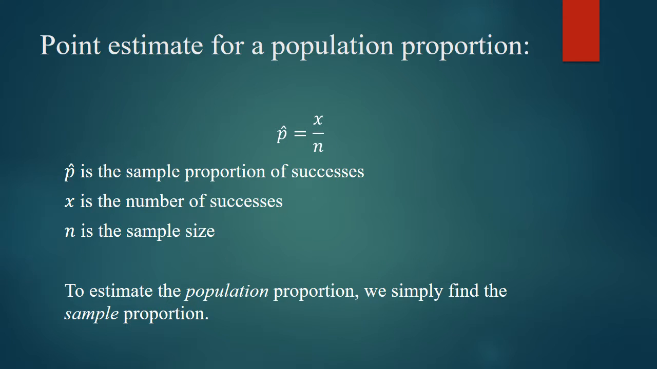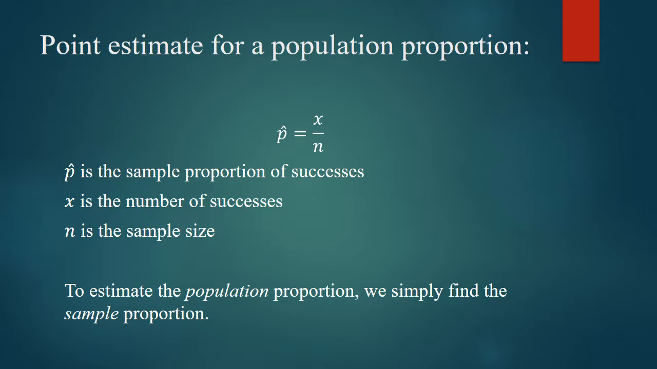And remember, a proportion is just a number of successes divided by the number of subjects. For a population proportion, P is the symbol we use to represent a population proportion. We take X, the number of successes, divided by capital N, the number of subjects in the entire population.